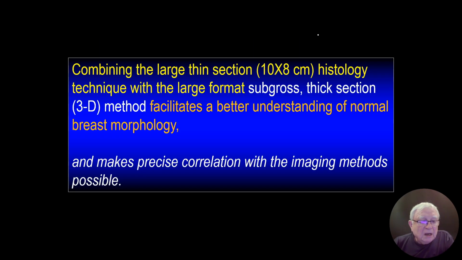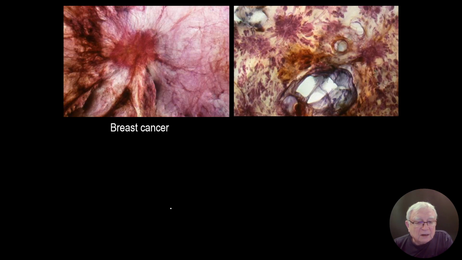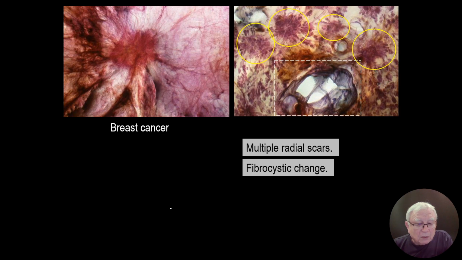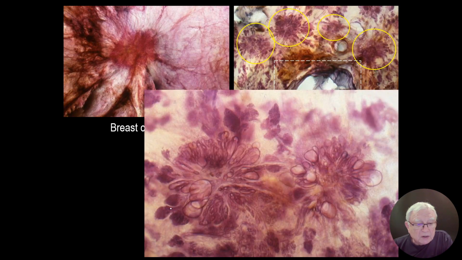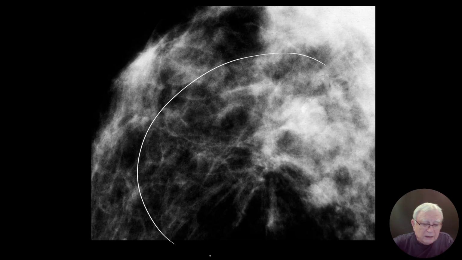This is always true, whether it's benign or malignant, that we should make the precise correlation between imaging methods as well as large format 3D pathology, thick section and thin section. But in these cases, the thick section is fantastic. This is what the breast cancer looks like. Multiple radial scars, fibrocystic change. What a difference. So now you have this radiating structure in front of you.